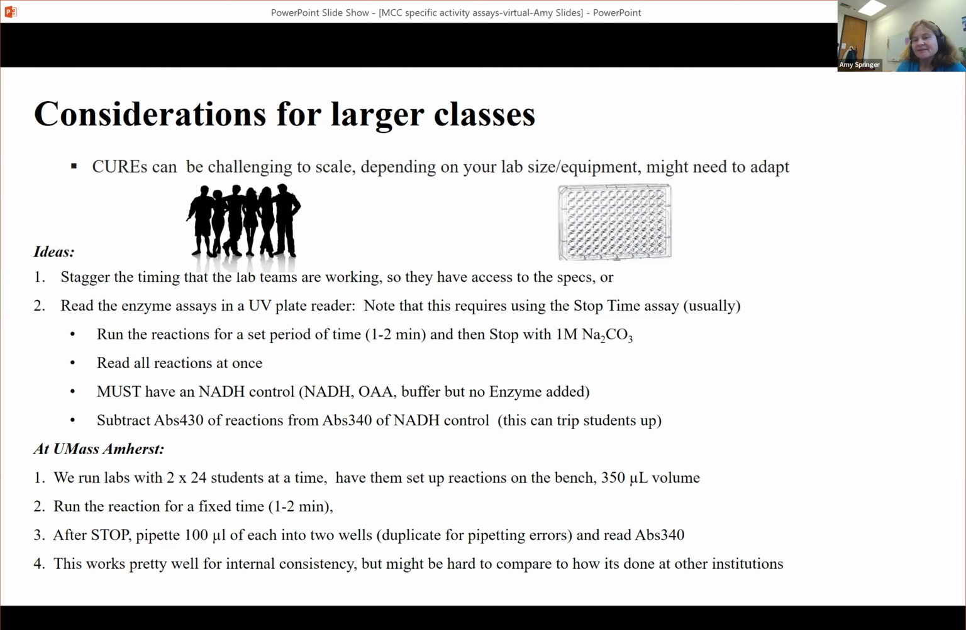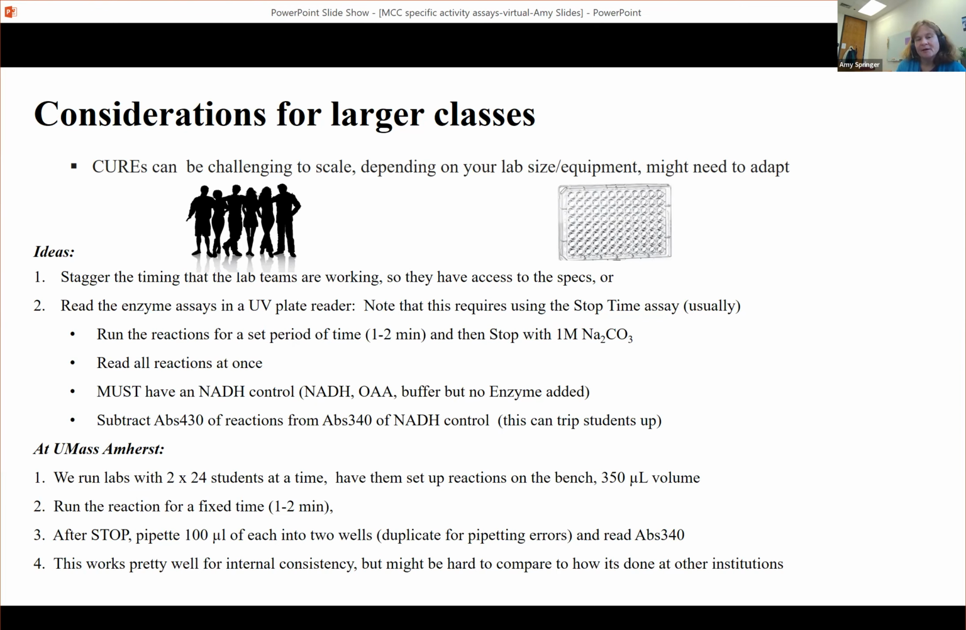So they set them up in a volume of like 350 microliters. Once they run that reaction and stop it, they put it into 2 different microwell plates. So we get basically a duplicate for pipetting errors. Those two wells should be really identical reads. And then if they really screw something up, they still have enough to do at least one more read in a microplate. So we've been doing that.